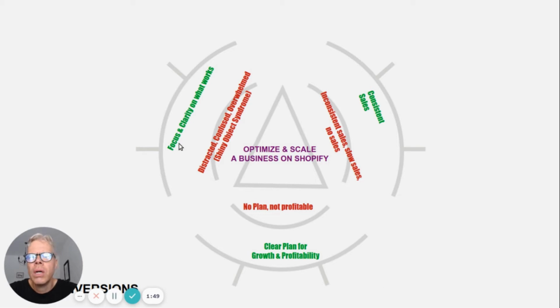When it comes to distraction, obviously, we want to create clarity on what works. When it comes to inconsistent sales, we want to change that and we want to create consistent sales in your store. And when it comes to a plan, obviously we want to create a plan for growth and profitability so that you're basically making money at the end of the day with your store.